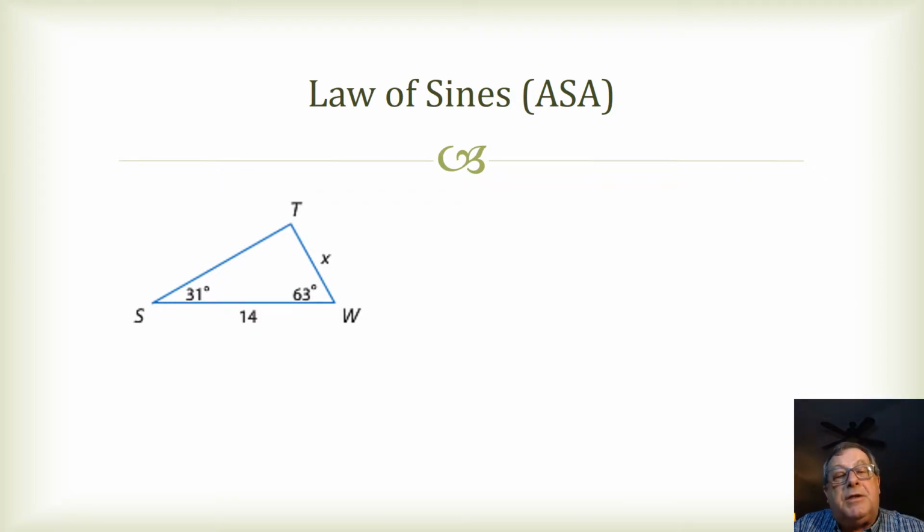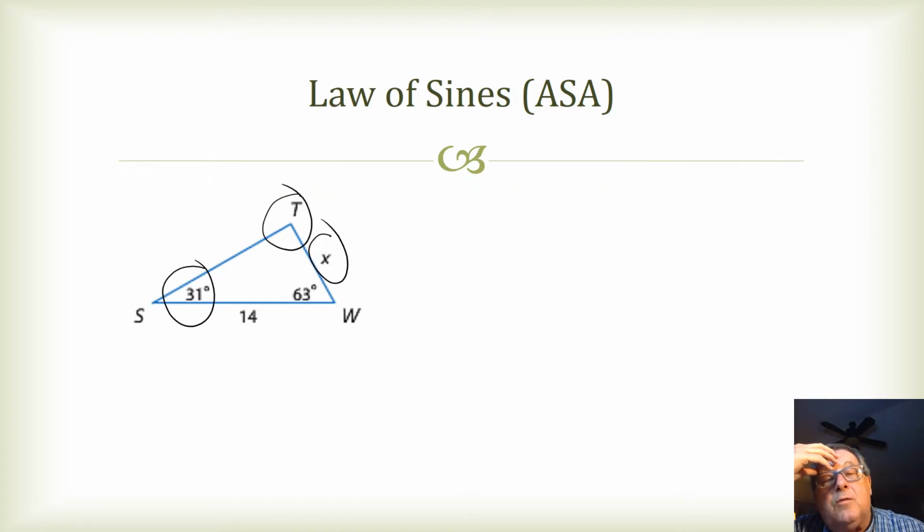Now, let's look at this triangle we've got here. I see that angle 31 is opposite side x, and that's what we're going to solve for. And side SW has a measure of 14, and its opposite angle is T. I've not been given that, but I've been given enough information to find that angle measure.